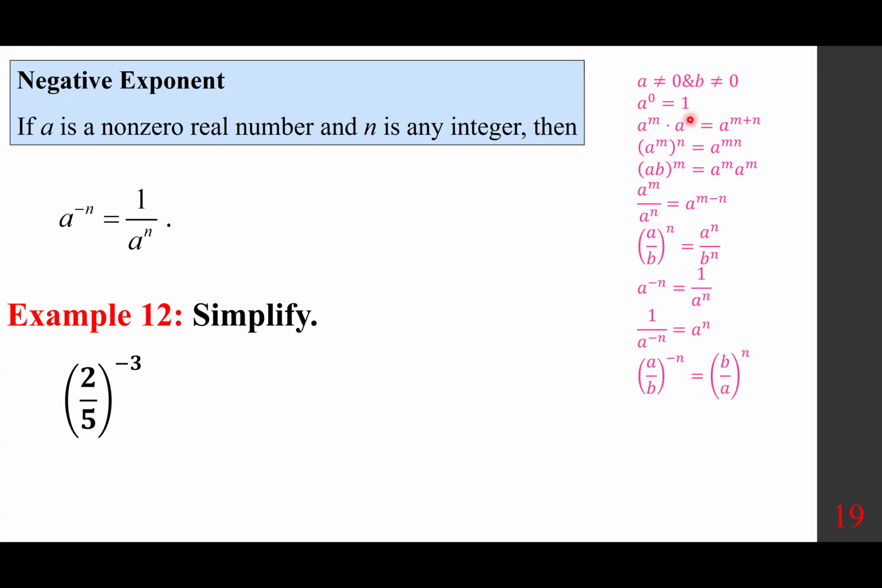I mentioned various exponential rules. And here's the negative exponent. A to the power of negative n is 1 over a to the power of n. So we are going to use that over here for this question.